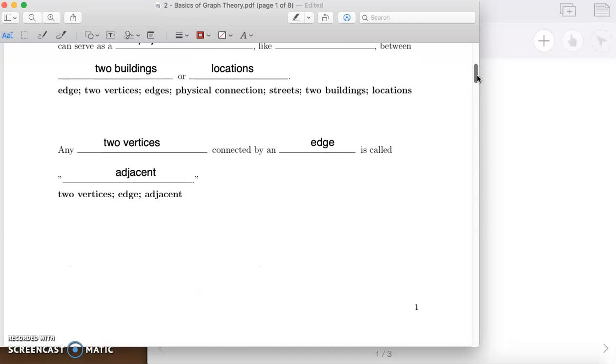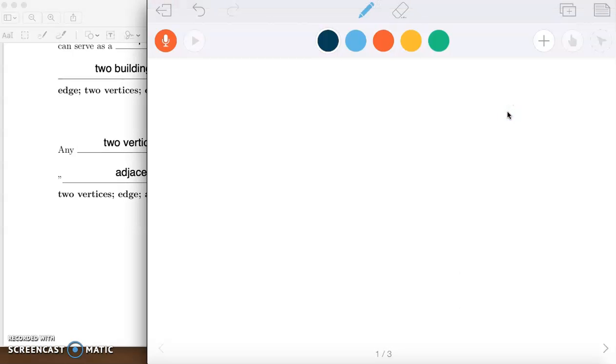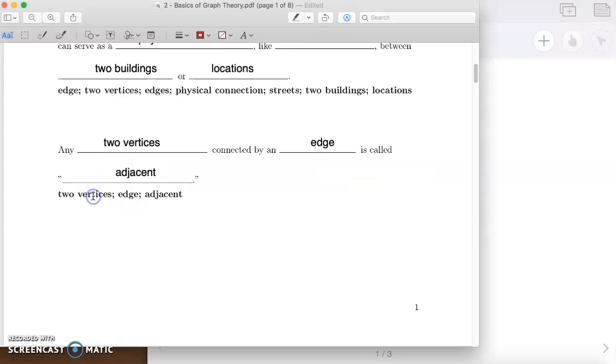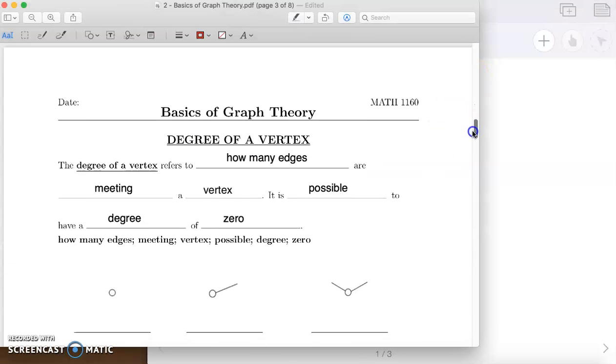Any two vertices connected by an edge are called adjacent. So for example, if we had two vertices and they were connected, those would be adjacent because they're connected by an edge. Let's go down a little bit more.